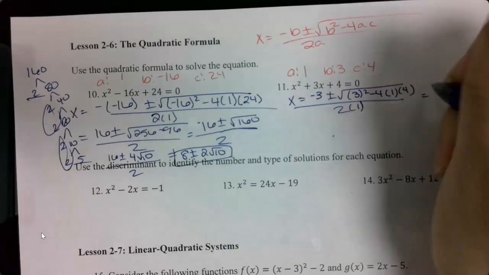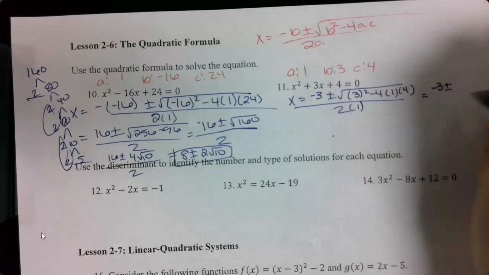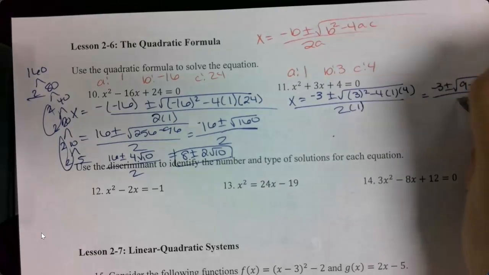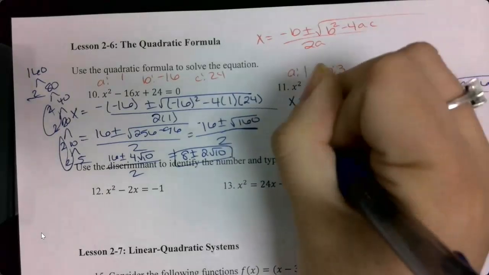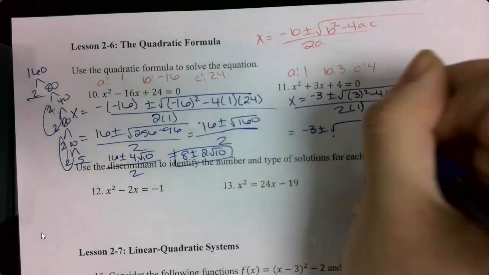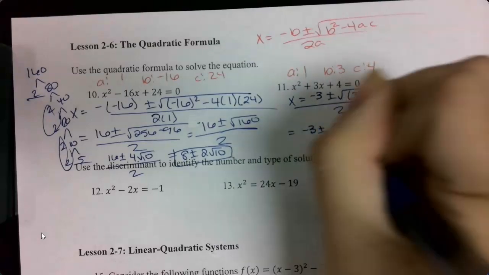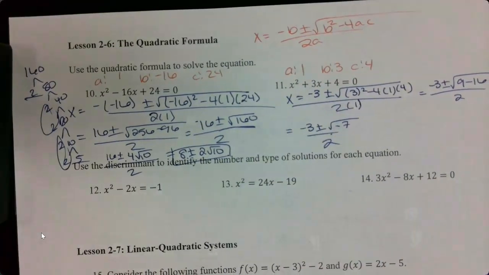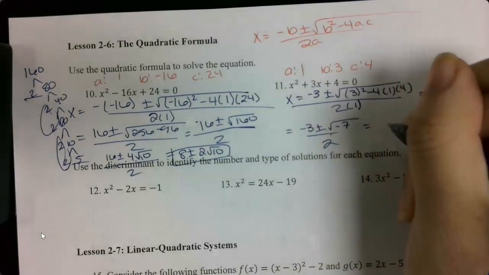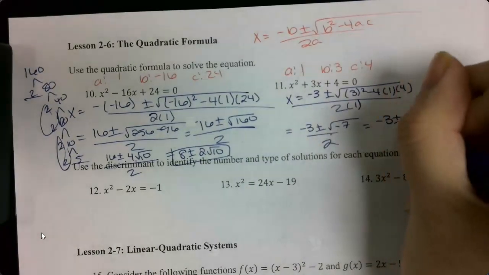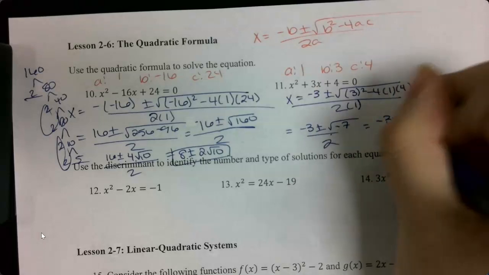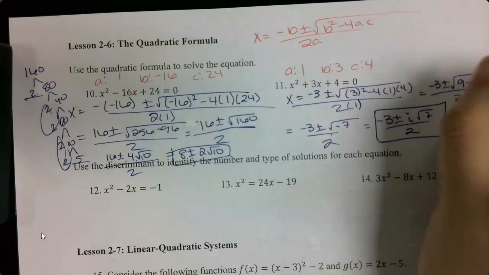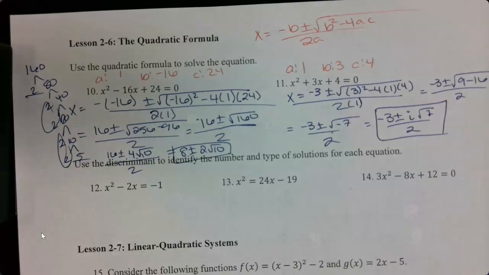So simplifying, I have negative 3 plus or minus the square root of 9 minus 16, over 2. Simplify even more, I get negative 3 plus or minus the square root of negative 7, over 2. I can't take the square root of negative 7, but I can take the negative out of the radical. That is going to be negative 3 plus or minus i square root of 7, over 2. If I can take the negative out, I always should.